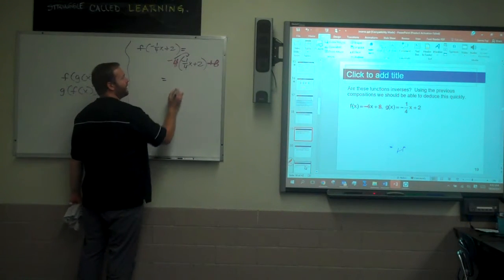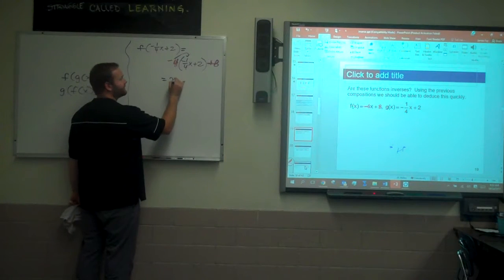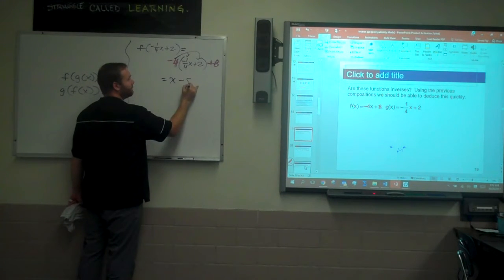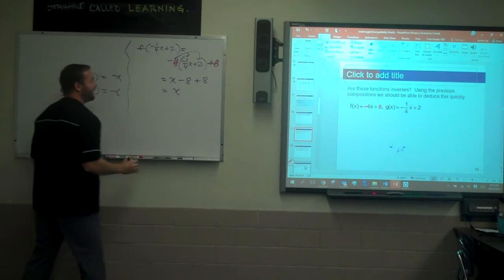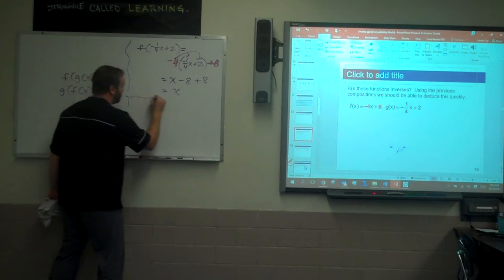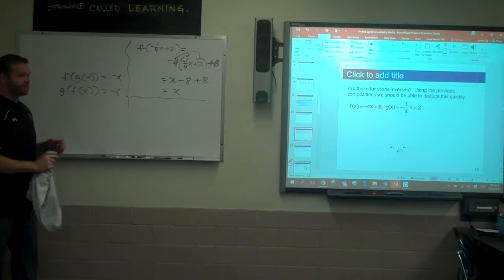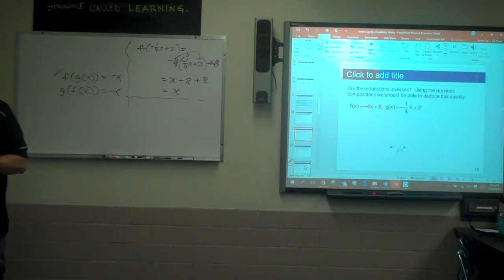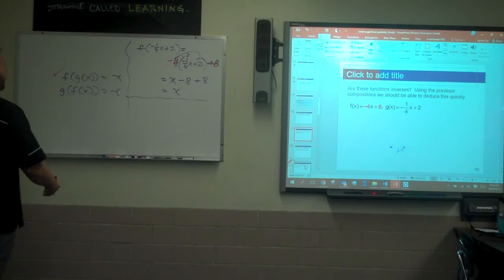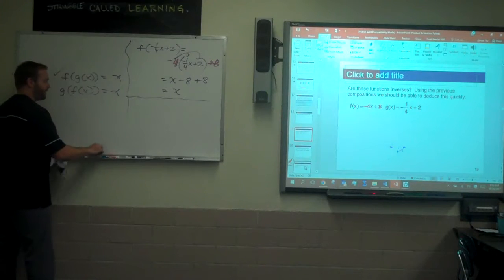If I distribute there, what do I get? X minus 8 plus 8, what's that give me? X. Okay? So, that is not enough to show that they are inverses. It's only half the procedure. Because sometimes you will see that you pair them up one way, you get x going through one route, and you might get like negative x going through the other route. Or you might get 1 over x going the other route, something like that. So you've got to make sure that you do both comparisons here.